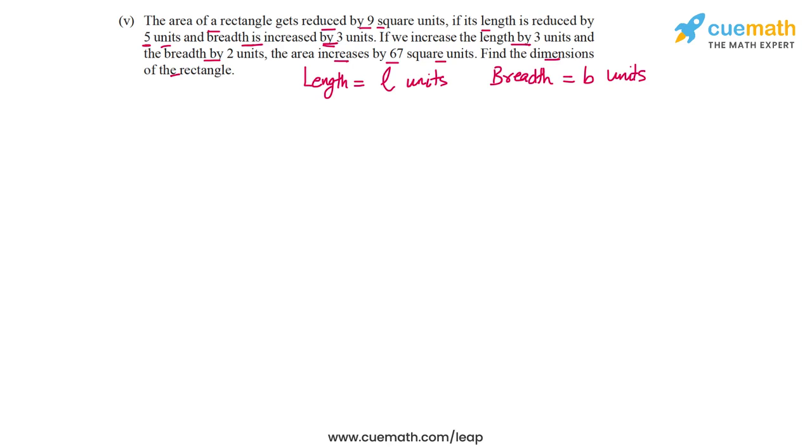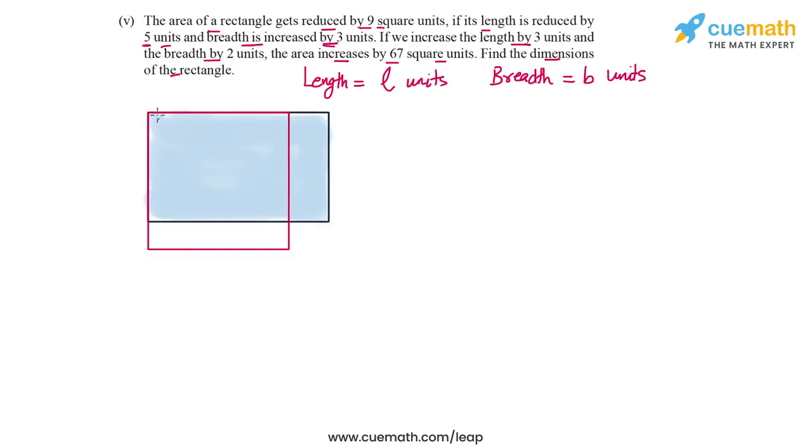So here's a visual model corresponding to the first piece of information. We have this shaded rectangle, which is our original rectangle, whose length is L and whose breadth is B. And now the problem says when the length is reduced by 5 units, so length becomes L minus 5, like this. That's the first piece of information. And the breadth is increased by 3 units, so the breadth becomes B plus 3. Then the problem says that the area gets reduced by 9 square units.